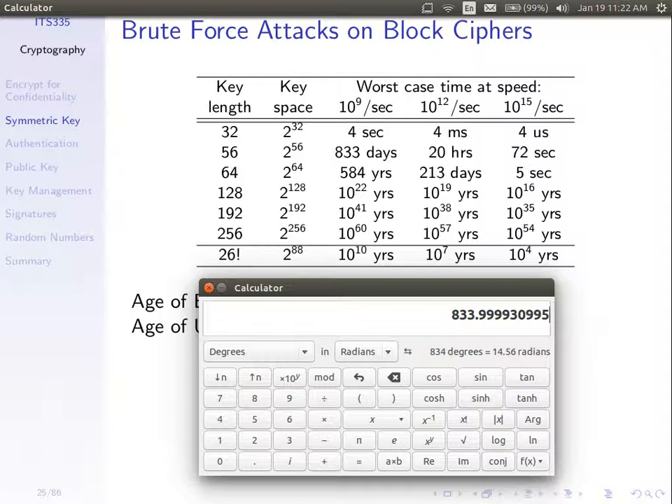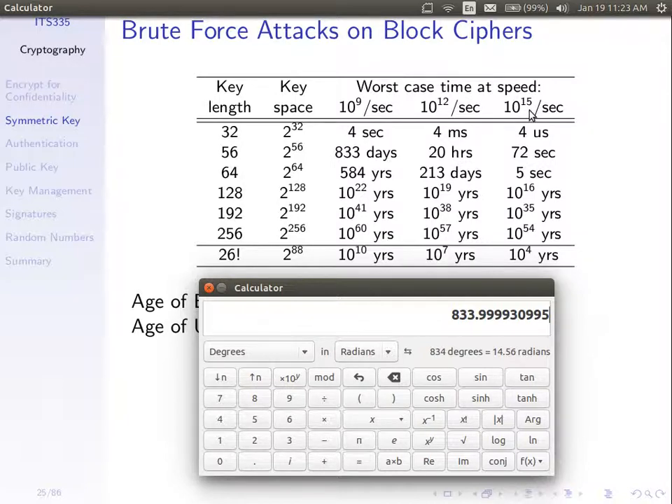Now, what if I get a faster computer? Or what if I get access to all of the computers in SIT? Over the weekend, I run my brute force attack using every computer, all the lab computers and so on, maybe 1,000 computers, and do it in parallel. Well, I effectively increase my speed by a factor of 1,000. And the next column shows if I can do 10 to the power of 12 decrypts per second, 1,000 times faster, then it would take 1,000 times less time, 20 hours.